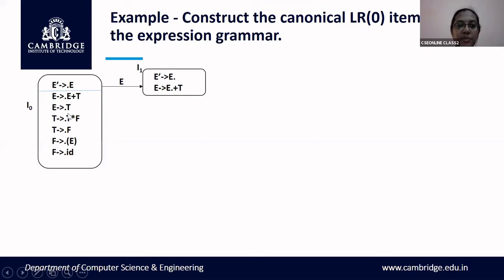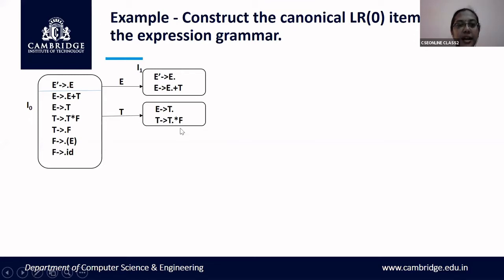Now which is the other symbol on which dot can move one position towards right? It is T. On T, which state does it go to? On T, you have two production rules. E derives T dot, where dot is moving towards the rightmost side on T. And one more production rule: T derives T dot star F.